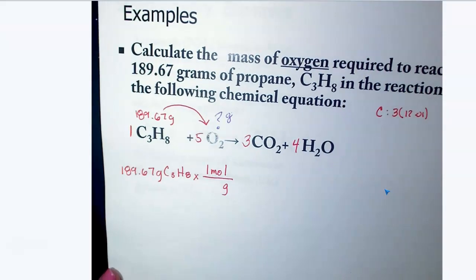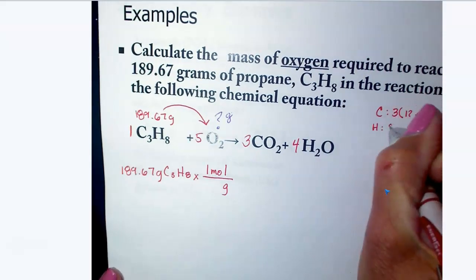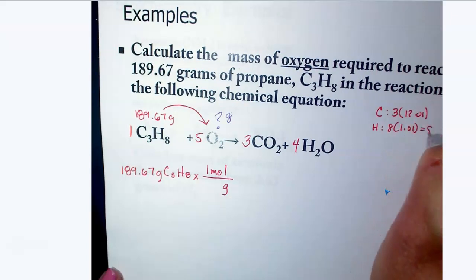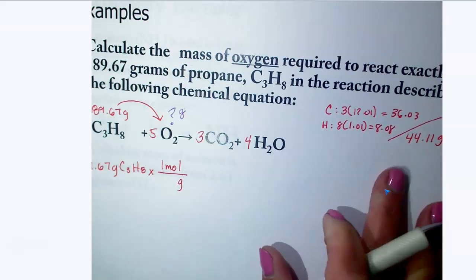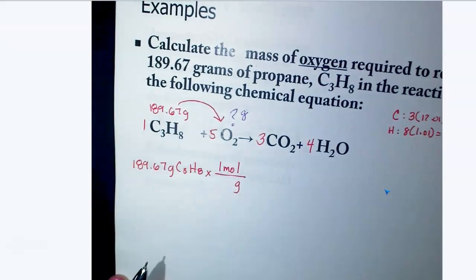It's barely on the page. I have 8 hydrogen at 1.01 to give me 8.08, and 3 times 12.01 is going to give me 36.03. So I'm going to add those two together to get my molar mass of propane. 36.03 plus 8.08 will give me 44.11 grams per mole.